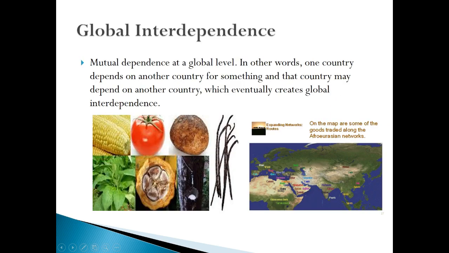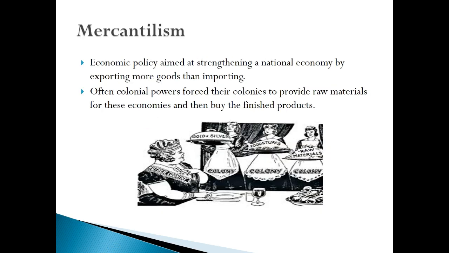Global interdependence. Once this happened, and similar to the Columbian exchange, we relied on the world to meet our needs. Now, we've all been raised having access to foods from all over the world. We're accustomed to it. There are certain items we cannot grow here in the United States, so we rely on some other part of the world. They rely on us. So this global interdependence occurred once Columbus arrived and the world became global.